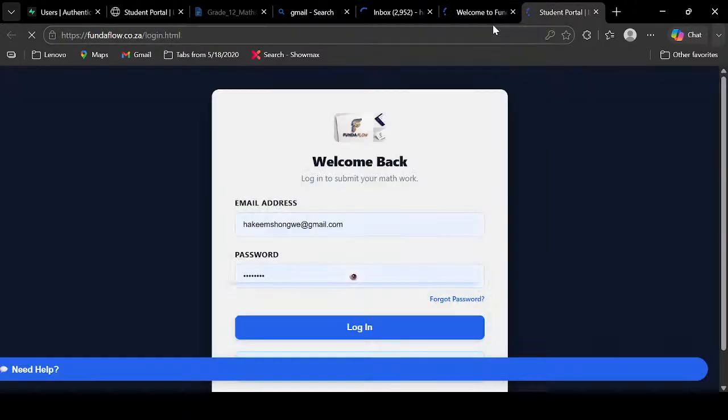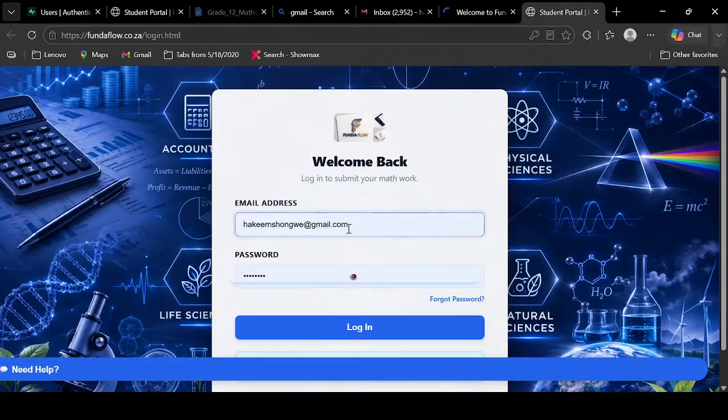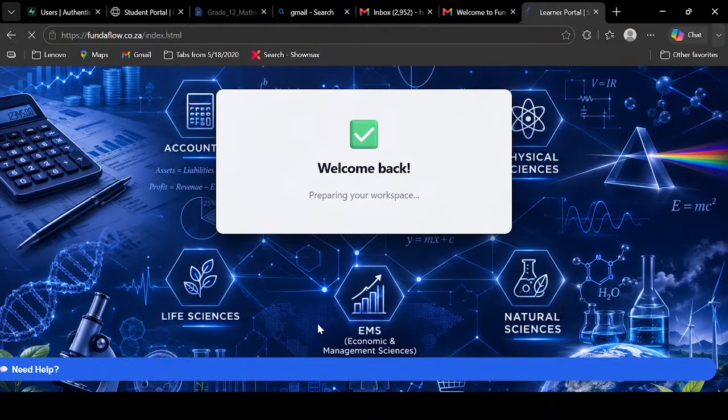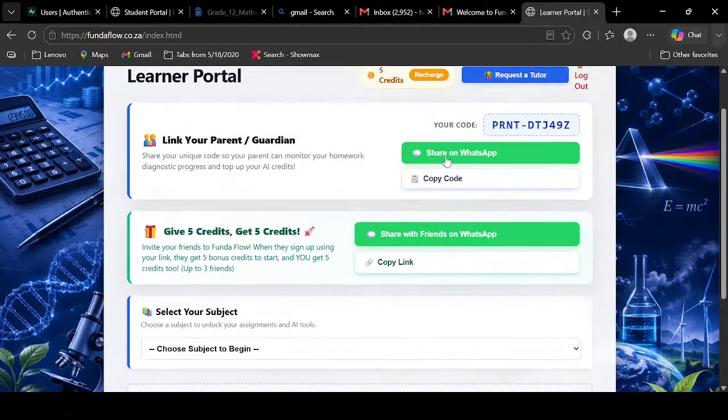Yeah, now my account is confirmed. I'm going to log in. Okay, log in as ITF Rahut. You are sure I'm a tutor, then? Okay, now it says welcome back, preparing your workplace. Voila, now I'm logged in.